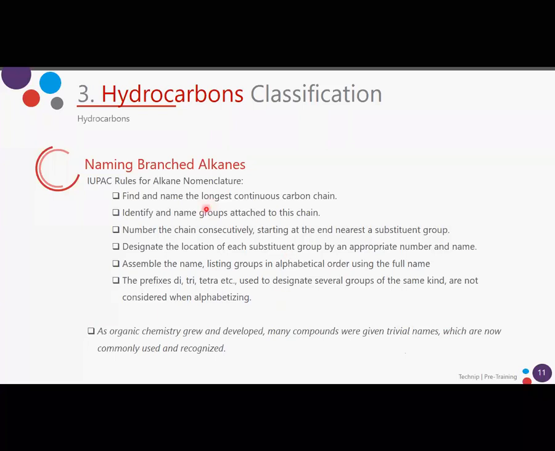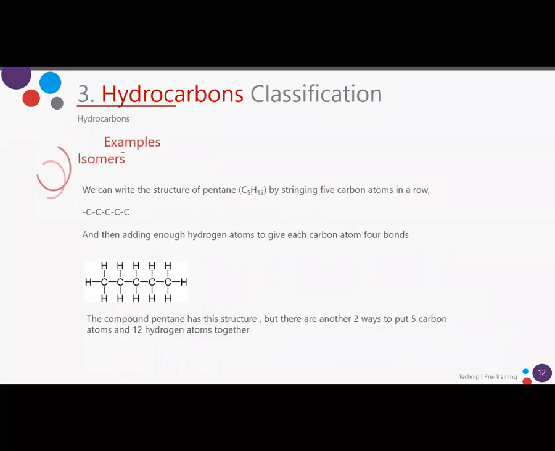These are the rules by the IUPAC, but as organic chemistry grew and developed, many compounds were given trivial names, which are not commonly used and recognized. We will see some examples in the next slides that don't follow exactly the IUPAC rules. So we will see here an example for the isomers. Let's take as an example pentane, that is C5H12.